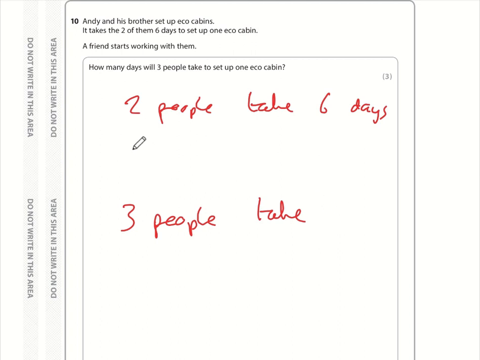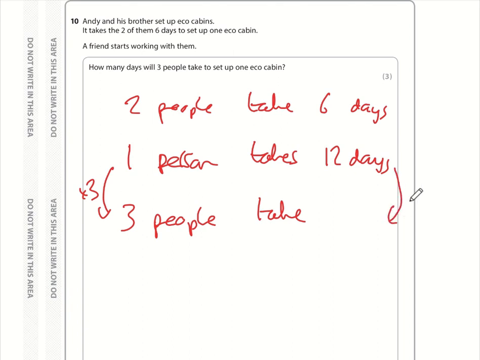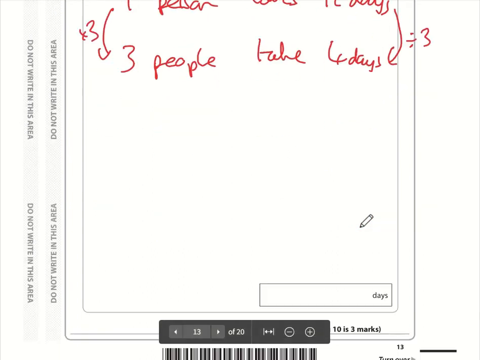Now, what we need to do is work out how long it would take one person. So if it takes 2 people 6 days, then one person takes 12 days. Now, if one person takes 12 days, we've got 3 people, so that is 3 times more people, so that will take 3 times less time. 12 divided by 3 is 4. So the answer here is 4 days.